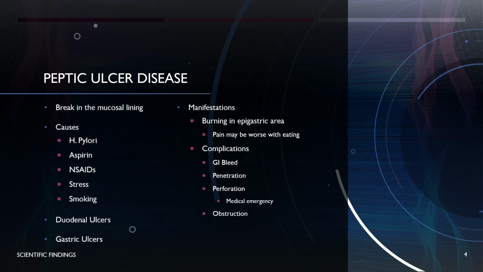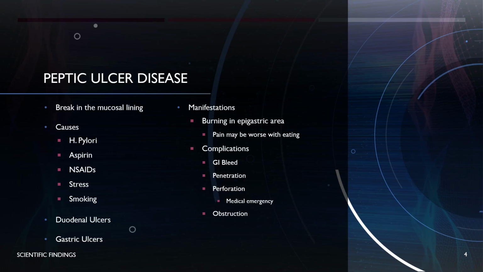We can also see this from aspirin and other NSAIDs, such as ibuprofen. They just break down our normal mucosal lining, allowing that acid to wear away and erode our mucosa. Stress, and then smoking. So we can have duodenal ulcers, which are going to be ulcers on our duodenum, so in our upper small intestine, and gastric ulcers, which are going to be within our stomach.